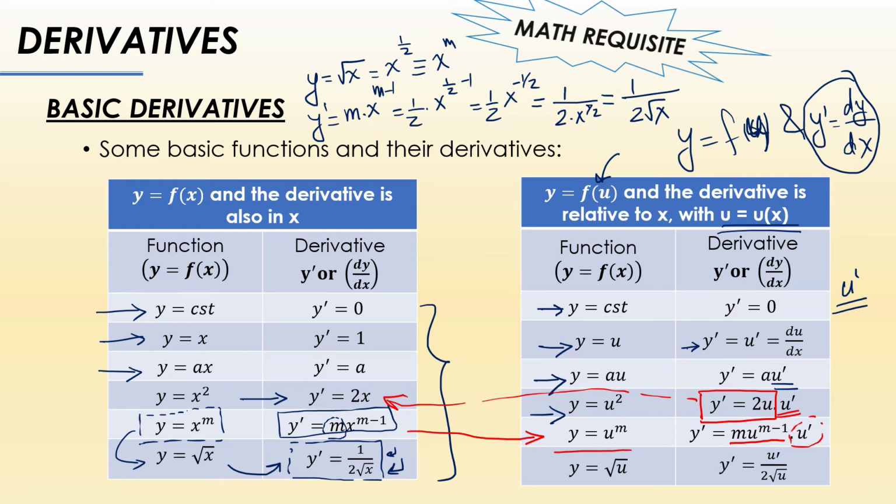If y equals square root of u, same thing. The derivative is 1 over 2 root u, and don't forget the penalty u prime, thus getting the equation u prime over 2 root u. These are the main rules. I strongly recommend that we memorize them before we move on and start our lesson.